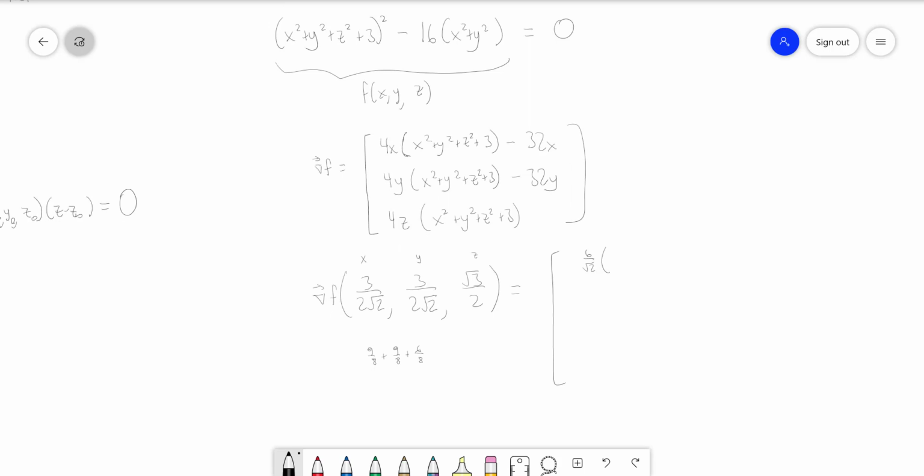So we'll have 3 plus 3 on the inside, so times 6. Let's see here, 32 times x, so 16, 18. So I think 18 over root 2. And we got the same thing for the y component. And then for z, root 3 over 2, so I guess 2 root 3 times 6. So 36 minus 18, so it's 18 over root 2, 18 over root 2, and 12 root 3.